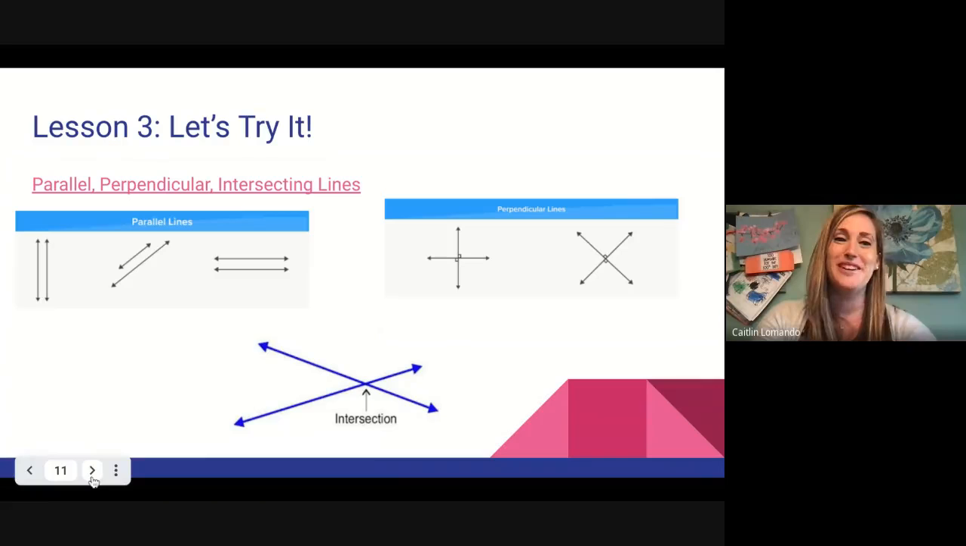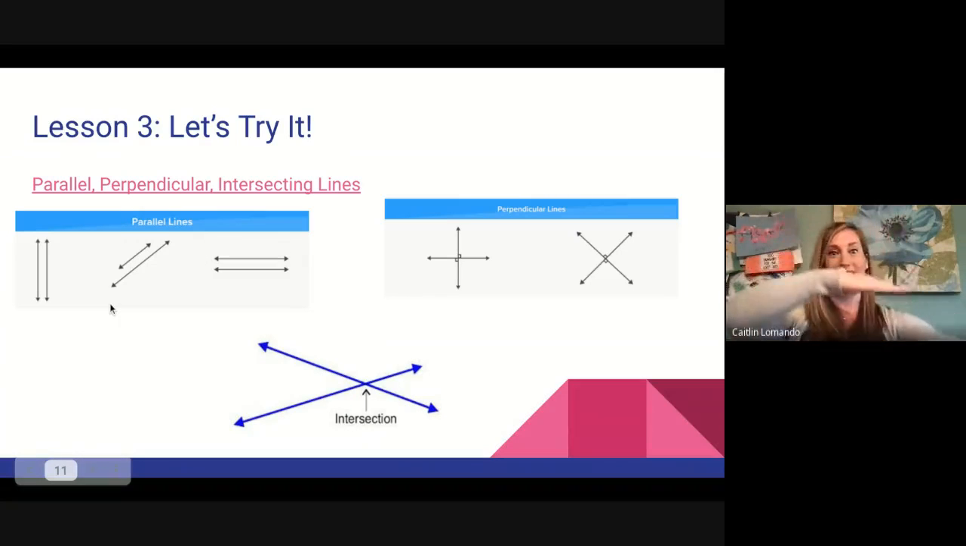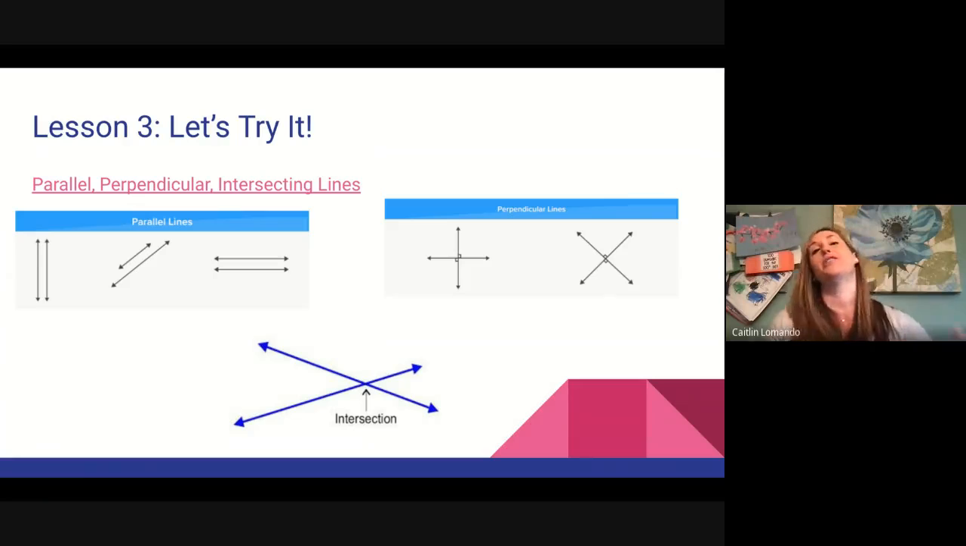Let's go ahead and remind ourselves. Parallel lines, train tracks, are never going to touch. Perpendicular lines cross at 90 degrees. They form a right angle. And intersecting lines, according to our video, form V's, so they don't form right angles. Let's practice together.